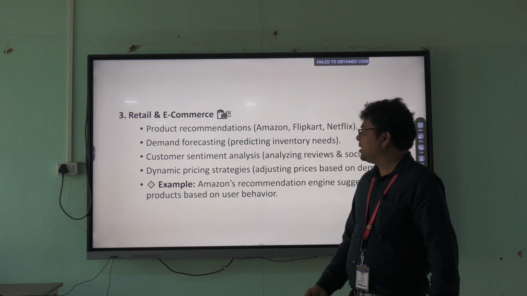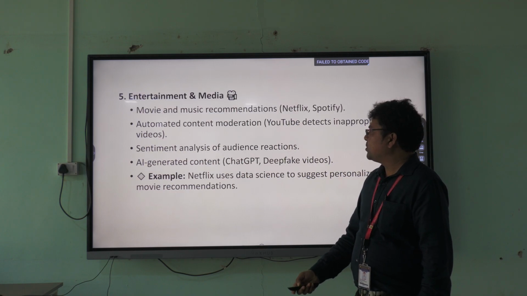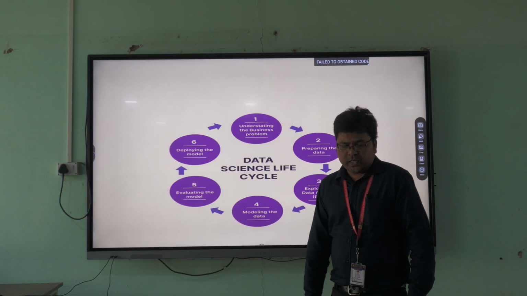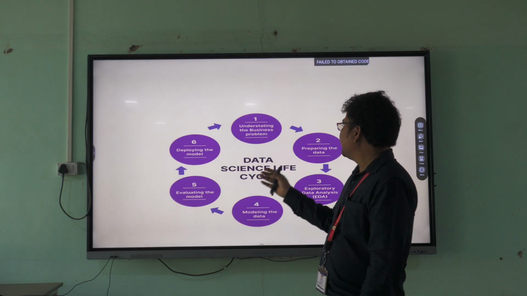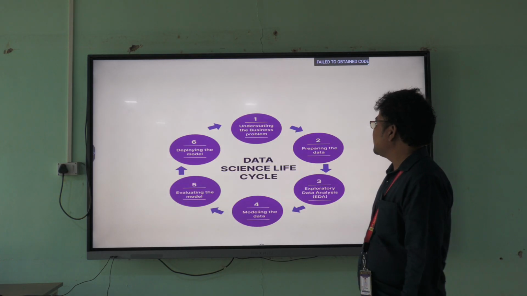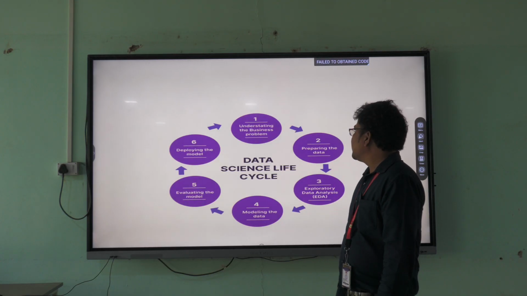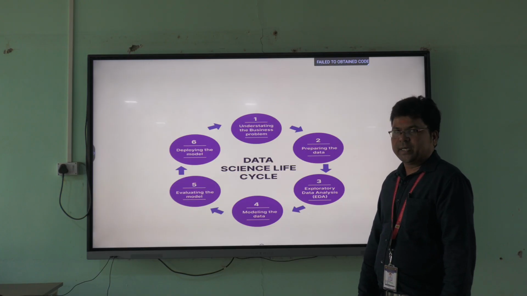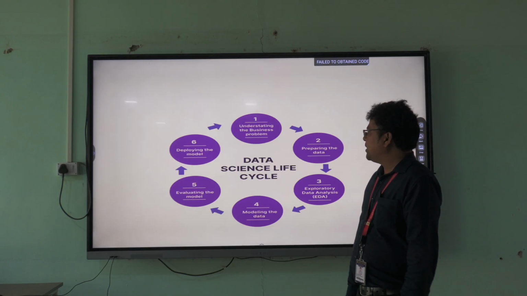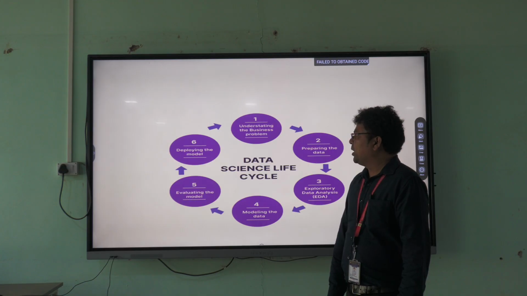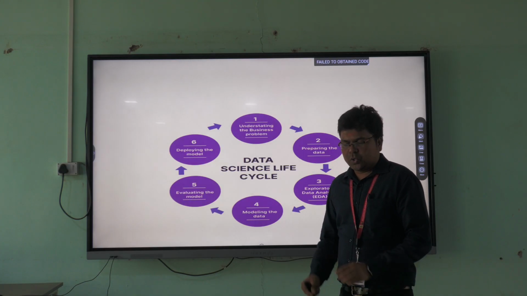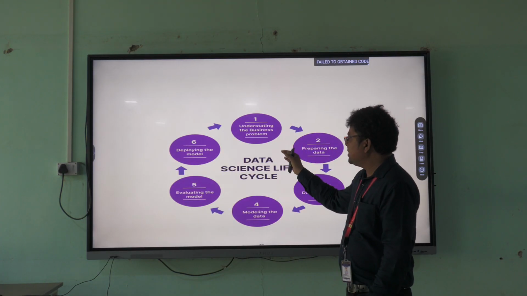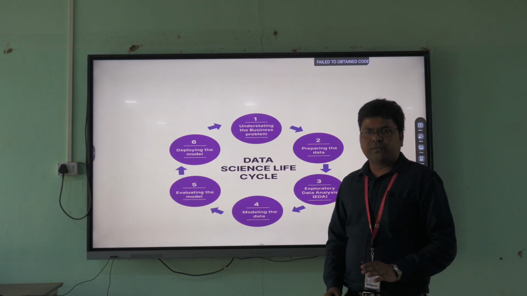Now next we go with one of the topics called the data science life cycle. The data science life cycle consists of the following 6 steps. The first is understanding the business problem. The second is preparing the data, and the third one is exploratory data analysis. Fourth is modeling the data, then evaluating the model, and deploying the model. So the data science life cycle has 6 steps here. We will see each one of them.